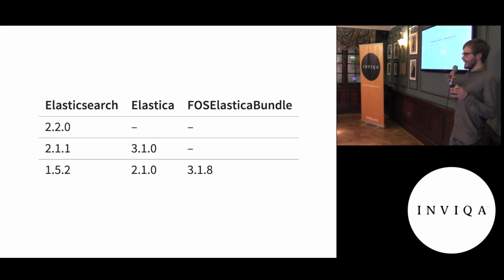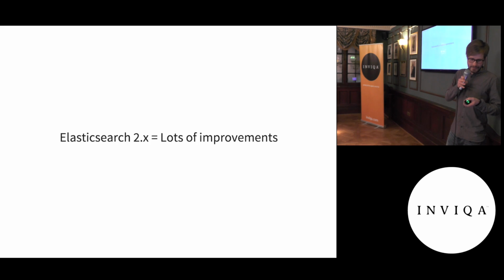Now, yeah, the lagging behind is obviously a bit of a problem. Elasticsearch is developing very quickly. We have 2.2.0 at the moment. Elastica, the PHP client, hasn't caught up with that, and obviously FOSElastica bundle hasn't either. Then there's 2.1.1, which Elastica has caught up with, but not FOSElastica bundle. So we are kind of stuck with the 1.x branch, even though there is kind of a fix for that as well. More to that in a second.